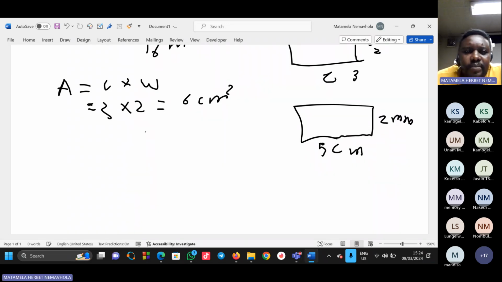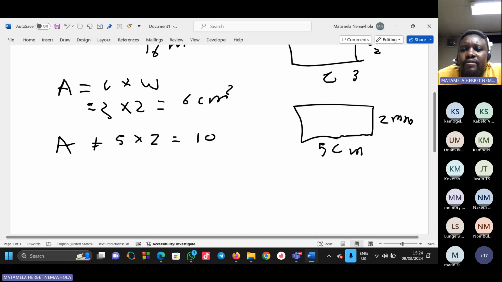So obviously, you cannot come here and say area is 5 multiplied by 2, then say equals 10. Which unit are we going to use? Because we have 2 units there.